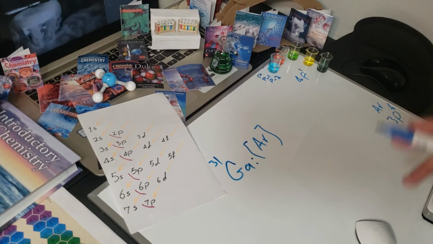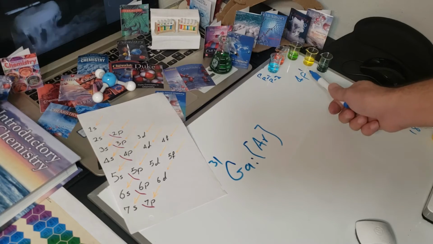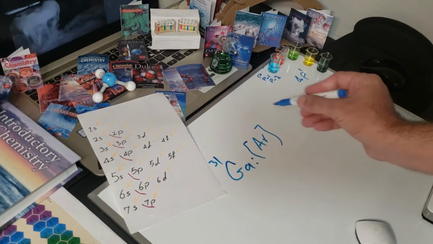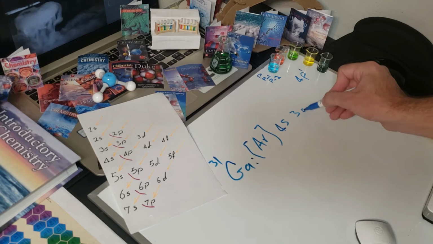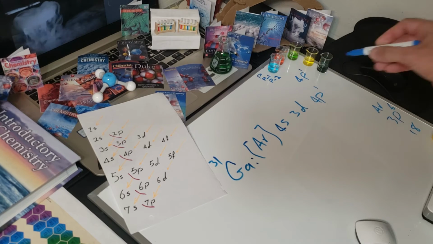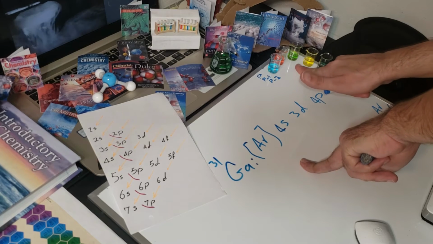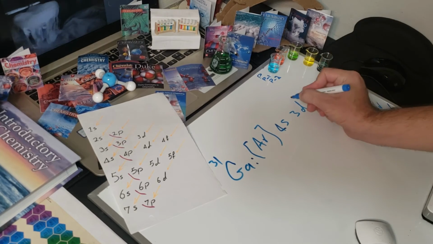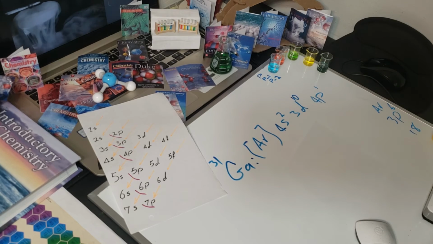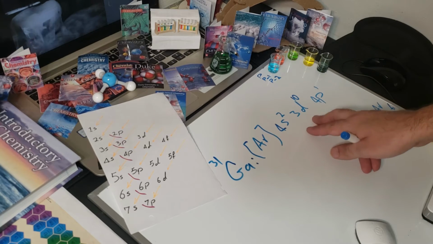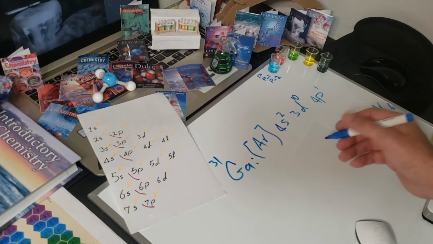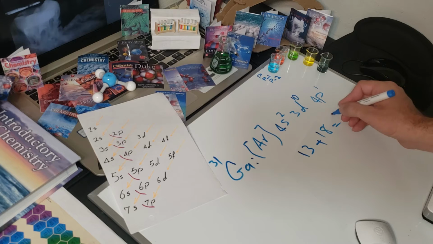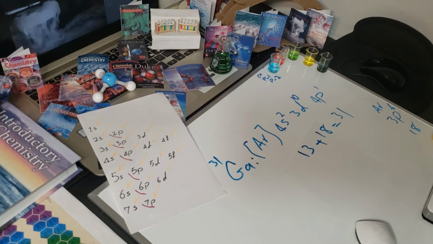Then you move after the 3p6 to stop at 4p. 3p6, 4s, 3d, 4p. So 4s, 3d, 4p1, and then 10 here, 2 here. Maximum capacity for d is 10 and for s is 2, so that's 13 electrons plus the 18 that we previously had, and that gives you 31 electrons.